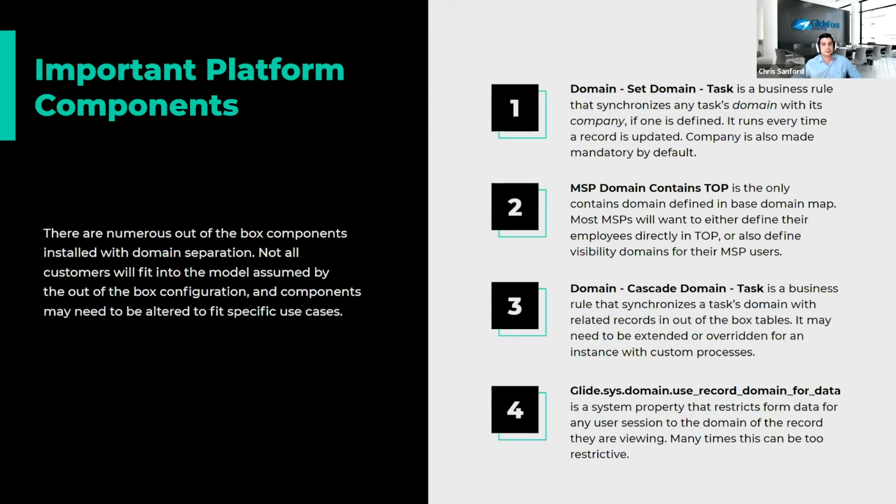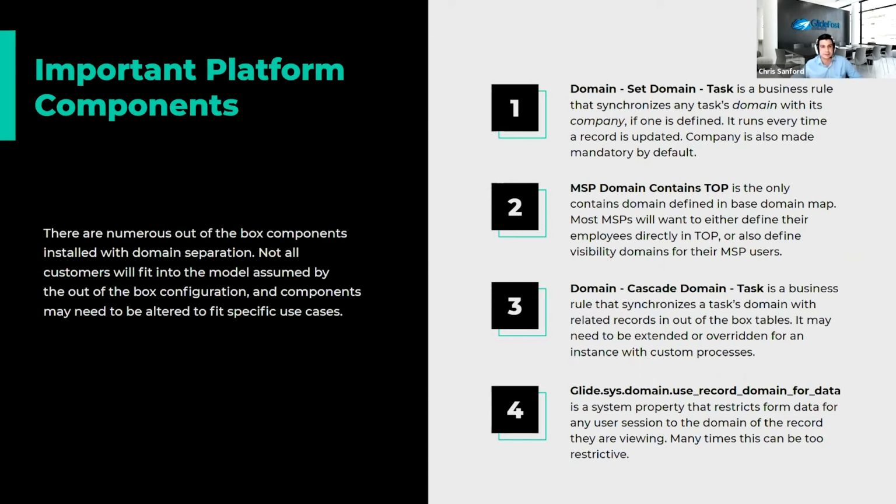The use record domain for data property that I've singled out at the bottom of the list on the slide here is set to true by default when setting up domain separation. What this does is determines what data you'll be able to see in related lists, reference fields, and choice fields when viewing a form. If the property is true, you will see data the same as users in the domain of the record you're viewing, plus visibility domains, regardless of what is set in your domain picker. If set to false, the domain picker takes precedence.